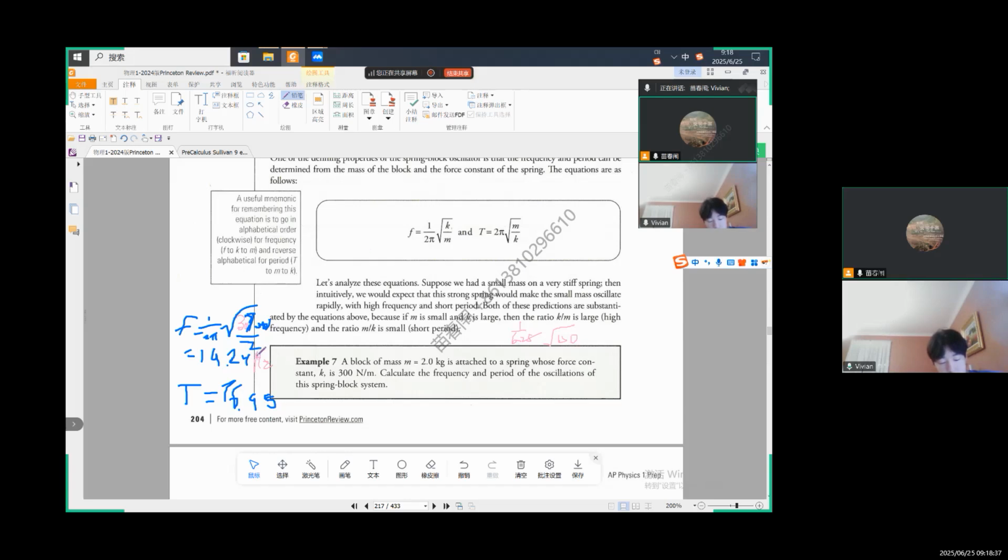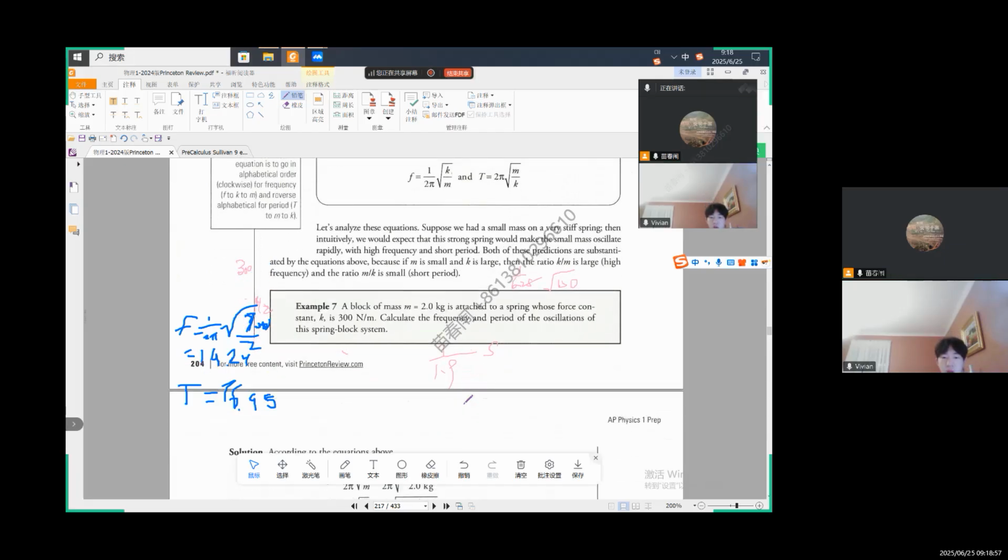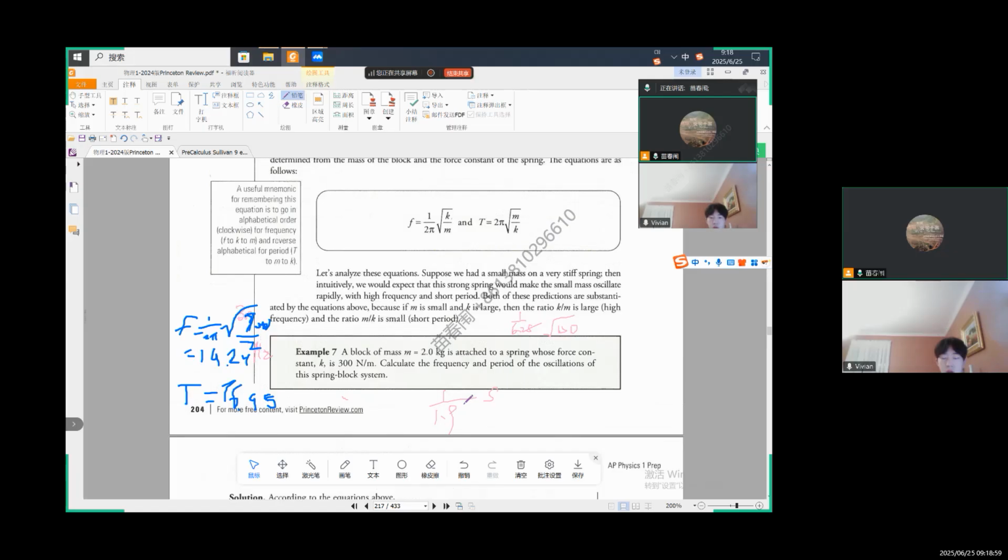And so you can just use 1 over 1.9, right? Seconds. It's probably 0.5. And does it make sense? 1.9 Hertz for a block is probably making sense, and 0.5 seconds for a period. Yeah, I guess.